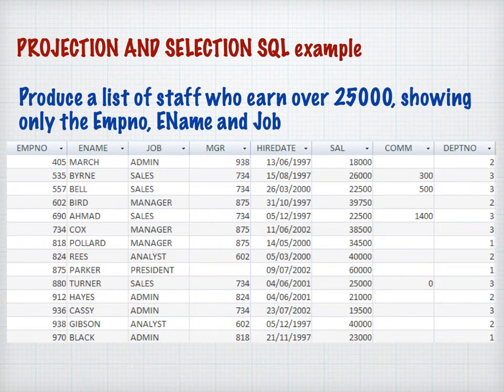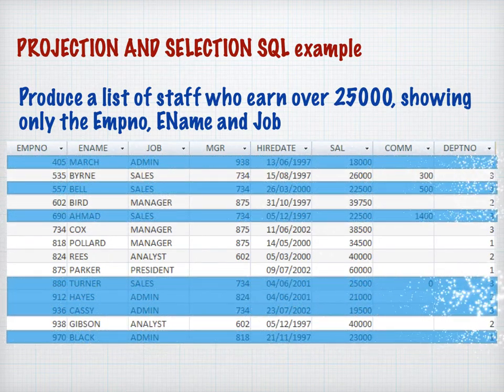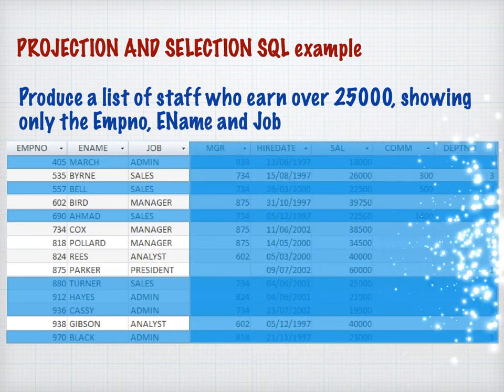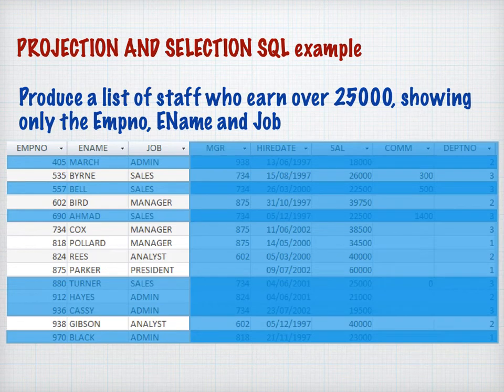This one here says, produce a list of staff who earn over 25,000, showing only EMP number, e-name and job. If you look at that in a little bit more detail, you've got a condition, because it's saying a list of staff who earn over 25,000, but it's also got a projection, so it's a selection and a projection, because it's saying show me the EMP number, the e-name and the job. So what that translates into is this: here are particular rows that we're interested in, but we're also only interested in particular columns.